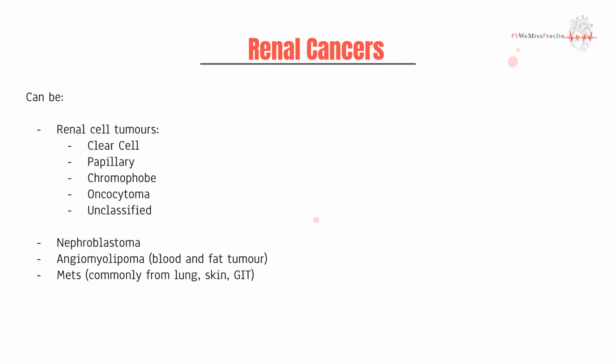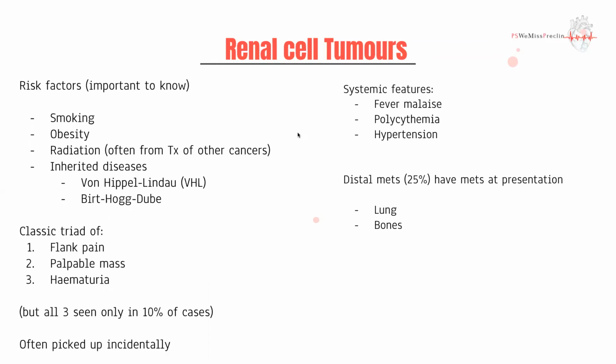So in terms of renal cell tumors themselves, three main ones you need to know are the clear cell cancers, the papillary, and the chromophobe cancers. You then also have oncocytomas, which we'll talk about. Apart from that, we also have a certain tumor type called nephroblastoma that's very commonly seen in children, as well as some other conditions like angiomyolipomas, as well as metastatic spread. And we'll touch base on all of these throughout this lecture.